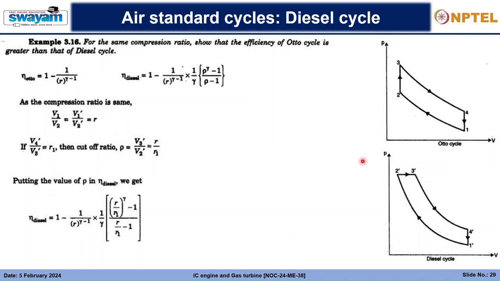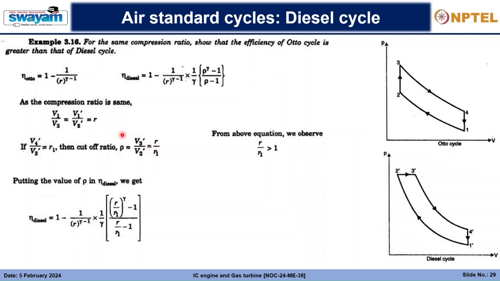No, R1 divided by R is not the case, but eventually we will find how it affects. So putting the value of rho in eta diesel, we get this expression. It's a little bit complicated, you can see here. From the equation, we observe that R by R1 is greater than 1.